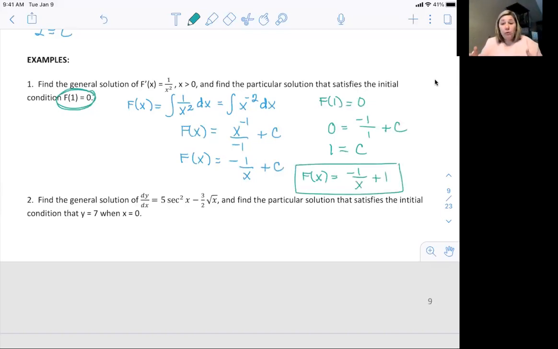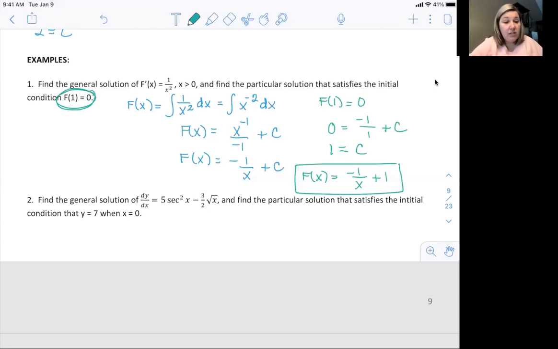So we've moved from the general solution, which represents a whole family of vertical shifts of the same function, to finding the one specific function that goes through the ordered pair (1, 0) that we were given. Anybody have any questions on that? Okay, will you go ahead and take a moment to try number 2?